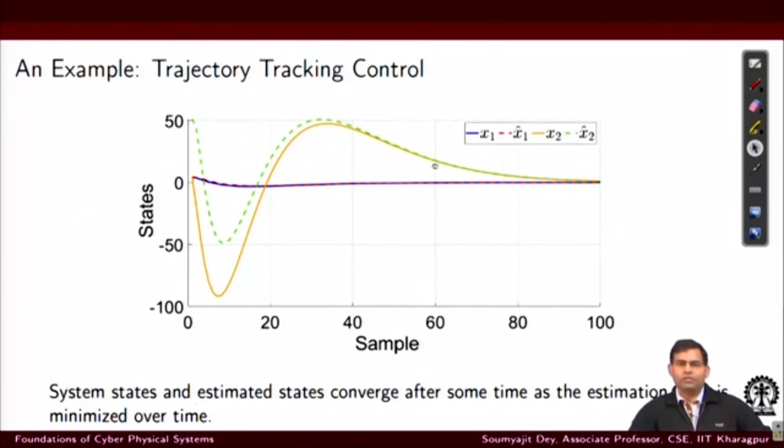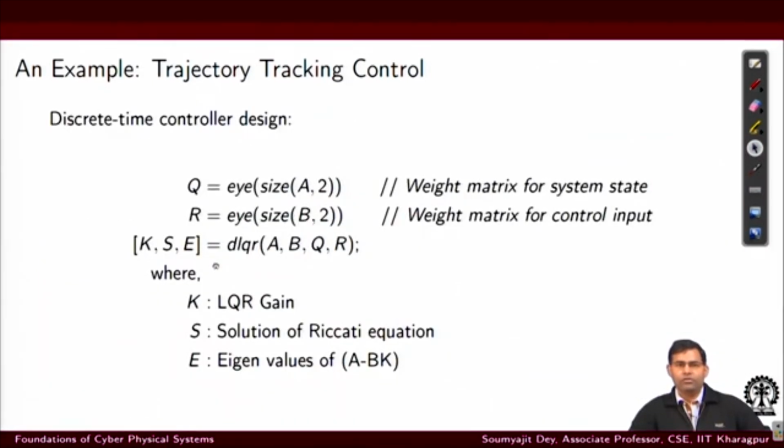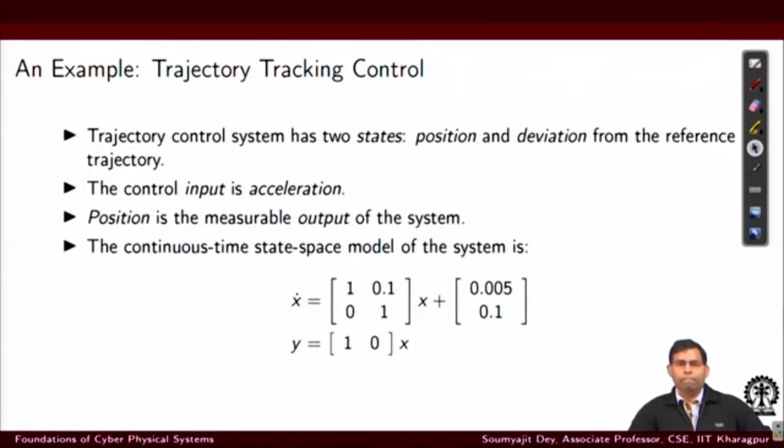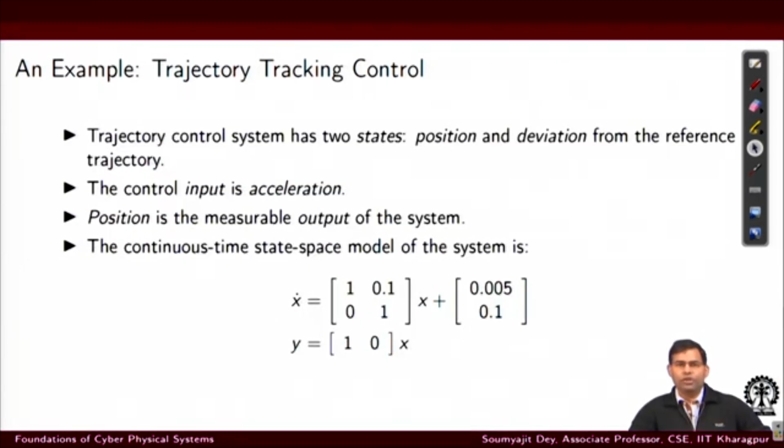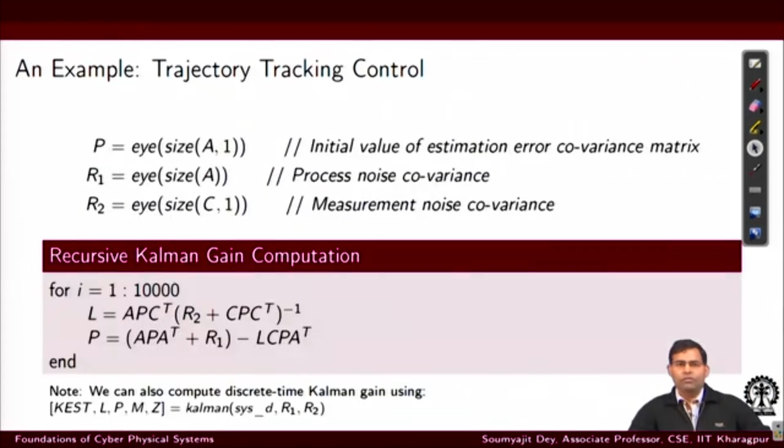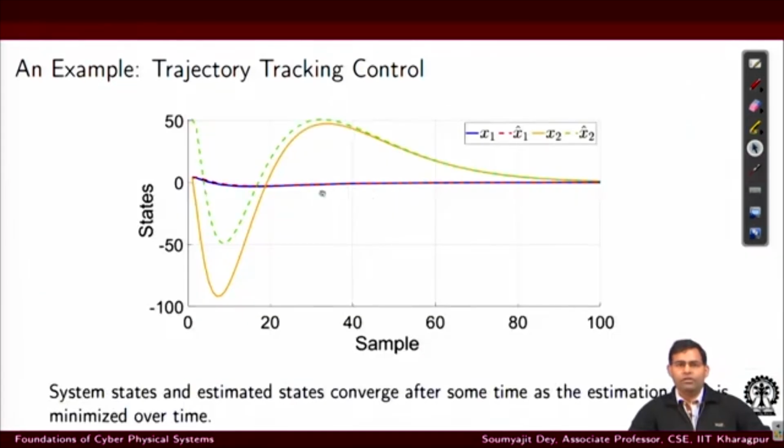As you can see, x1 and x2 are like this. So, they are almost similar. x1 and x1 hat, the estimate of x1, are almost similar, and x2 initially has a deviation. So, if you want to recall what was x2 here, it is the deviation from the reference, and x1 is the position here. So, what you can see here is that the deviation will eventually cancel out, and it is able to track the system's trajectory properly. Okay. So, that is about it.